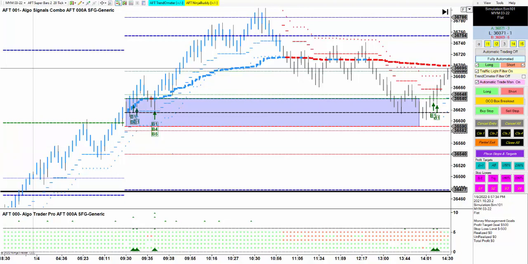So this is an opening morning breakout strategy. It is completely pre-programmed, so right out of the box it can be used. But what we do is we do a little pre-work before the market opens. We check a couple of filters to determine what markets we want to trade and what direction we want to trade. So this was Monday's trading action in the MYM.